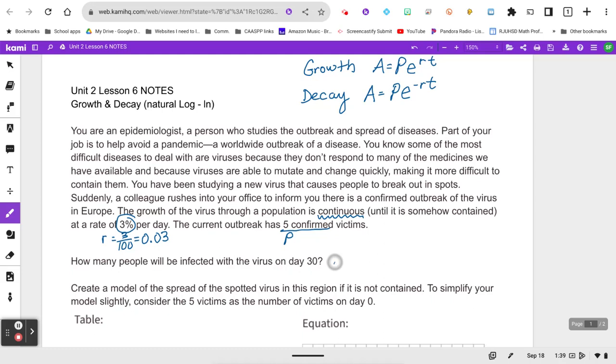We're going to put it into our formula. A equals 5 because we know we have 5 confirmed victims, E to the R, which is 0.03, and we want to know on day 30 how many there are. And you would put this straight into your calculator or go on to Desmos, either one, and you're going to get an answer of 12.